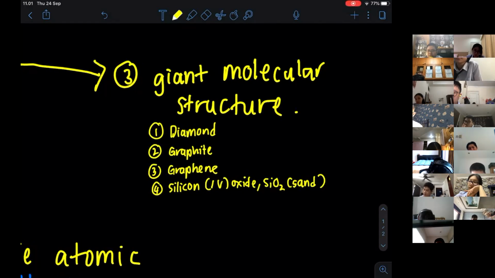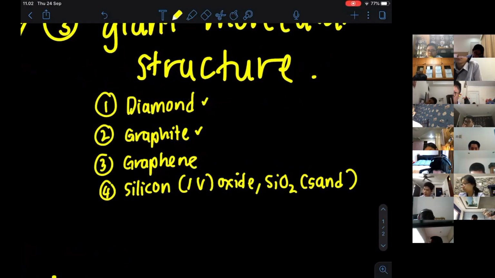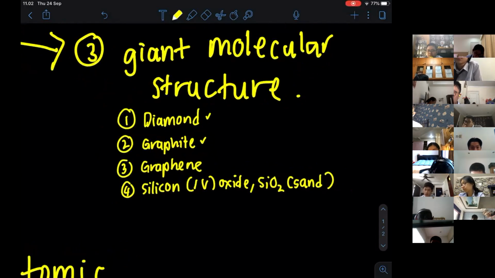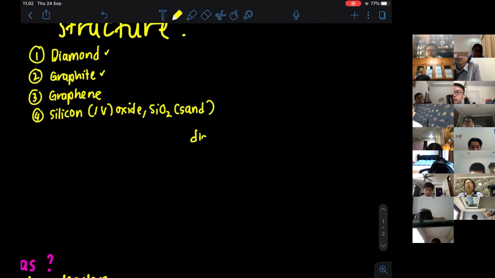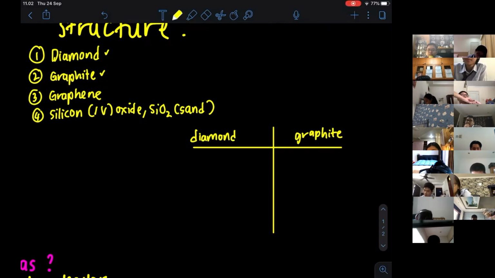But I think we have done a little bit on diamond, and we have done graphite. So let's revise the structure of diamond, and then the structure of graphite as well, before we go into graphene and SiO2. So if we want to compare both of them, if I want to compare diamond and graphite, how do I compare? Maybe we'll ask Arwen. Arwen, can you give me a point so that if I want to compare, how do I compare diamond and graphite?